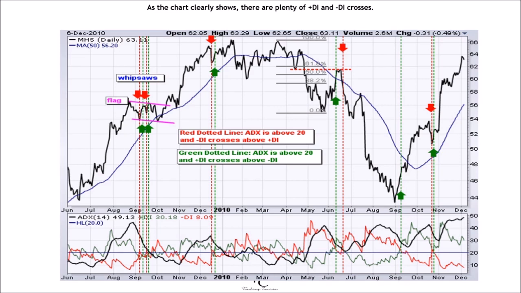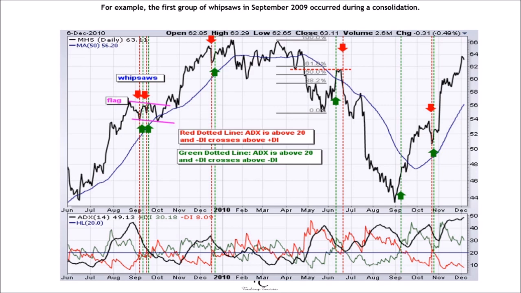As the chart clearly shows, there are plenty of plus DI and minus DI crosses. Some occur with ADX above 20 to validate signals. Others occur to invalidate signals. As with most such systems, there will be whipsaws, great signals, and bad signals. The key, as always, is to incorporate other aspects of technical analysis.